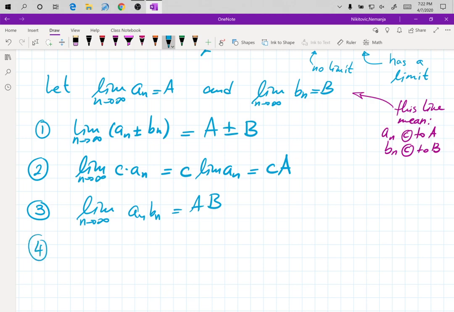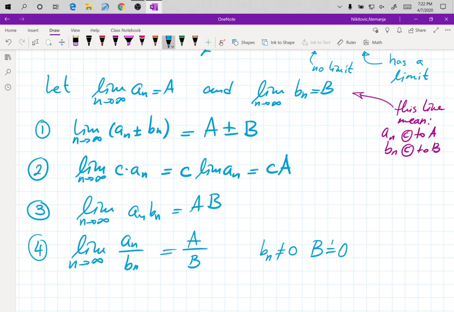And the last one, 4, is the quotient. So that's the limit n goes to infinity of an over bn, and that's going to be A divided by B, where bn needs to be different than 0 and capital B needs to be different than 0. By the way, you can have a sequence 0, 0, 0, 0, 0, 0, 0, right? But we have to exclude it here because it would mean that you are dividing by 0, and we know that can't be done.